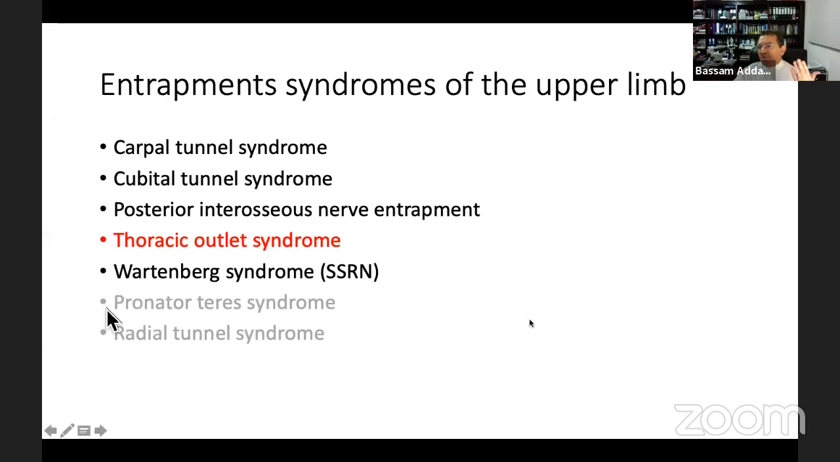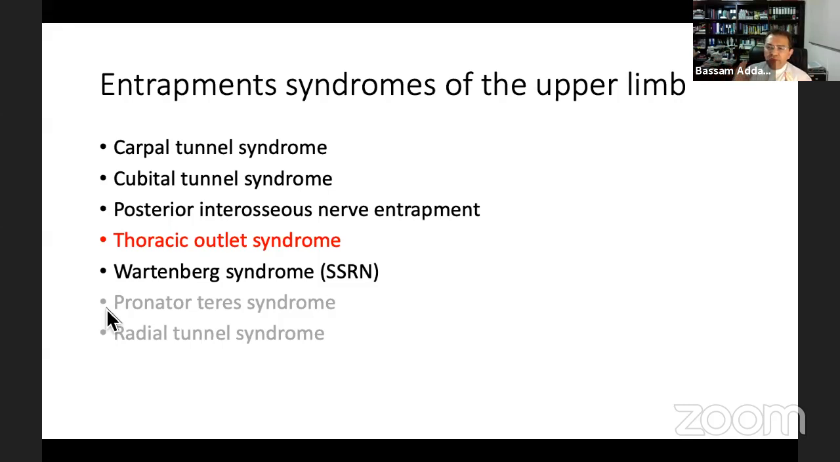Now, there are entrapments of the upper limb and of the lower limb. The commonest by far is the carpal tunnel syndrome. Cubital tunnel syndrome follows, but it's still not as common. Rarely you see posterior interosseous nerve entrapment. Thoracic outlet syndrome is a very controversial syndrome, and you should make the difference between cervical rib causing brachial plexus compression versus the idiopathic thoracic outlet syndrome.